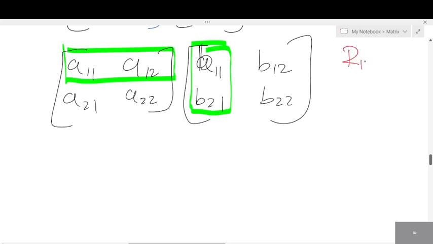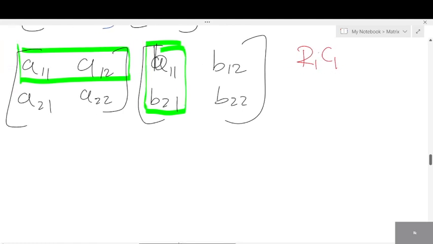Multiply R1 into which one? Column or matrix from the second one? Column, right? C1. Are the orders same, students? Can you tell me, are the orders same or different? Both the matrix have same order, right? 2 into 2.